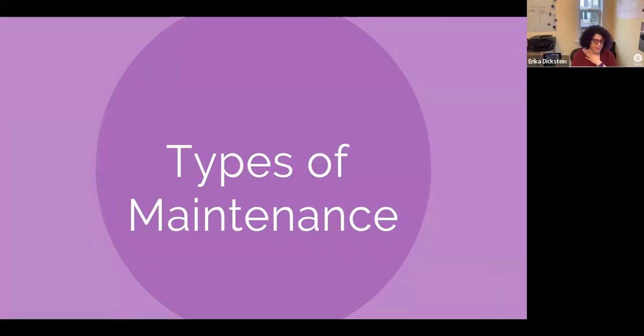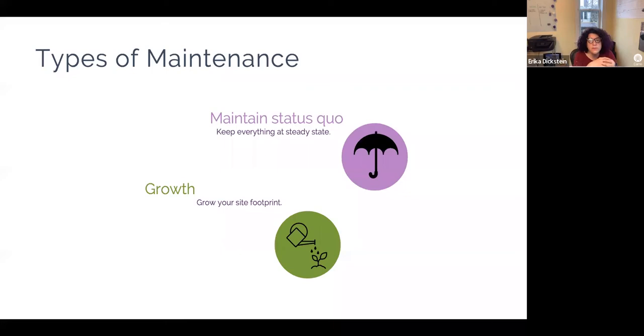So what are the types of maintenance? The two types of maintenance that we really focus on are maintaining the status quo and growing your footprint. So maintaining the status quo, what does that mean?